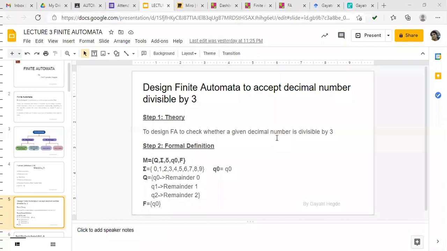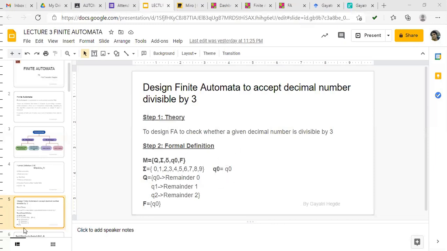First one, you have to write what you are designing. Second step, the formal definition, and you have to define each tuple, right? These are known as tuples. This Q, Sigma, delta, Q0, F is the formal definition of finite automata. You have different formal definitions for different machines. You have to remember that and you have to write it. After that, you have to define each tuple. What is Q? What is Sigma? What is F? What is Q0? This is our step two.